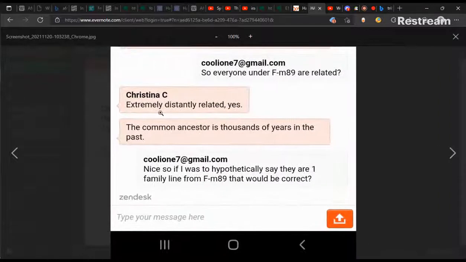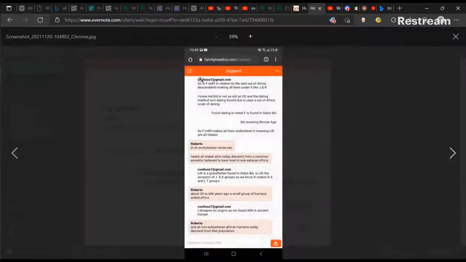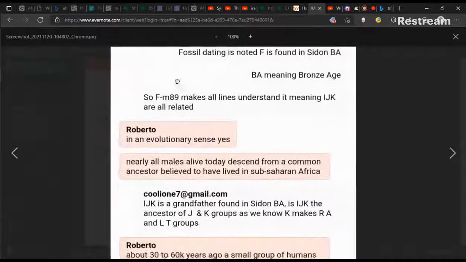Keep on going. So that's why you can see I say nice. This is the last bit. I talked with Christina, then with someone who is her manager, and I say nice. So if I hypothetically say they are one family line from F-M89, that would be correct. Now she had left. She had got someone a little more professional, and I had talked to this person named Roberto.